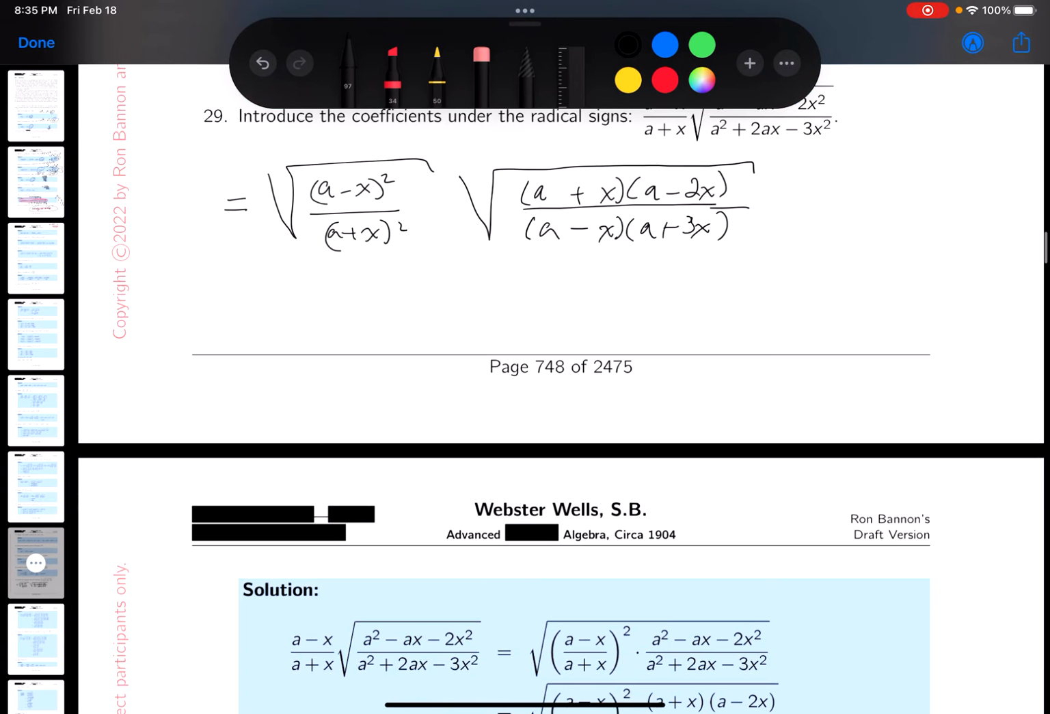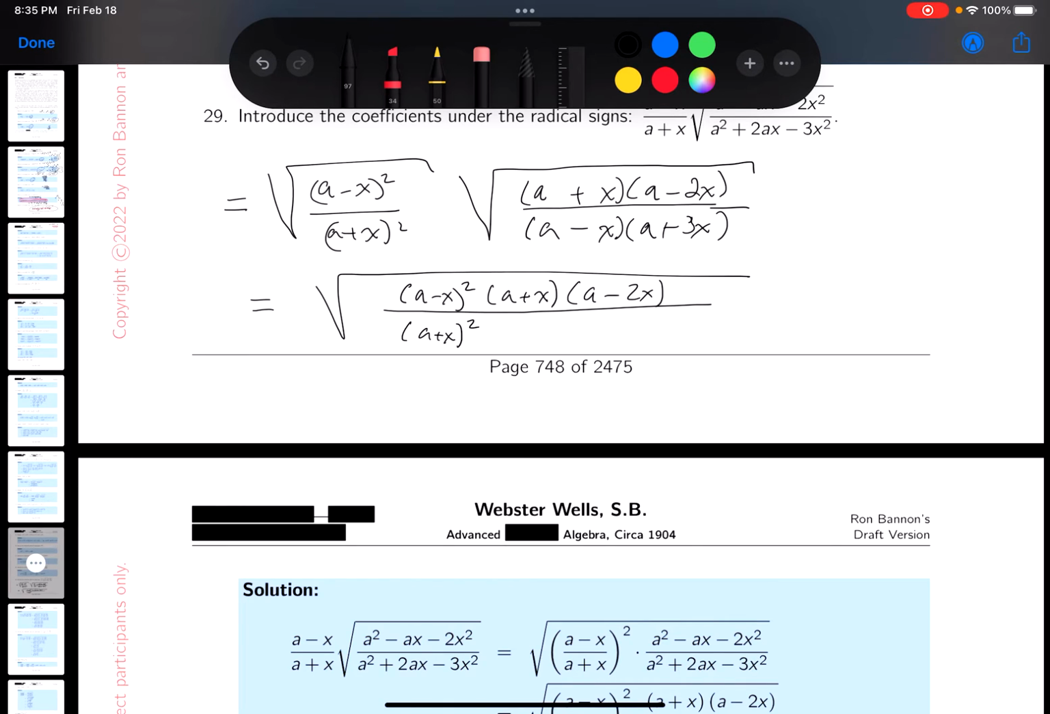All right. So I'm going to bring them on the inside, and then we're going to reduce it. So you can get a minus x squared, a plus x, and a minus 2x. On the bottom, you're going to get a plus x squared, a minus x, and a plus 3x. All right, let's take a look, and we're going to reduce it.